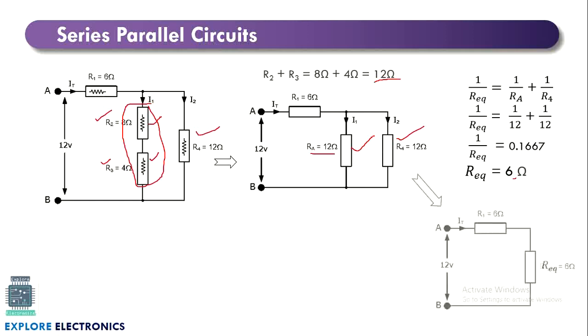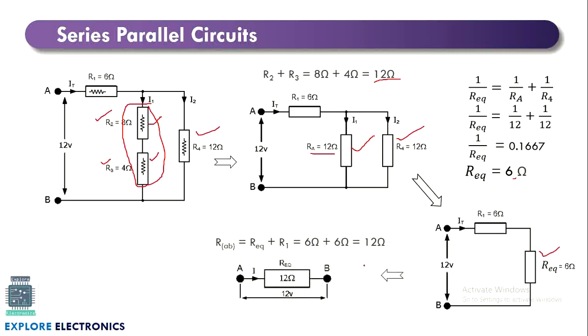Now replace these two by a 6 ohm resistor. Now the simplified circuit becomes R1 and R equivalent in series. Now the two resistances are in series, so we can add those two and replace them by a single resistor of 12 ohm. Now the 12 volt is the voltage which we have given for this circuit. We have reduced the complex circuit into the simplest one by taking the equivalents of series and parallel circuits.